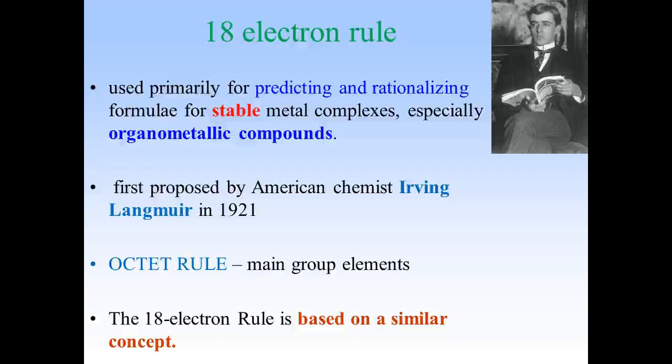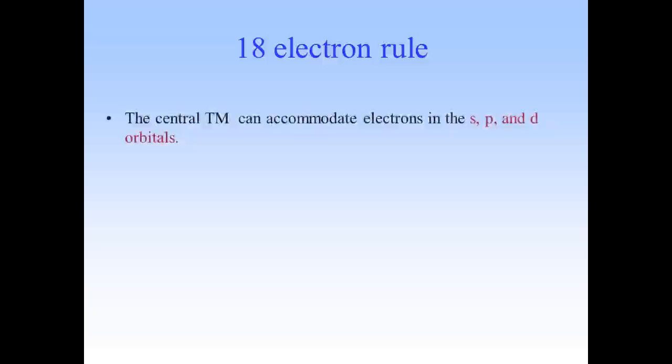So that's all. The octet rule is used to predict the stability of main group elements. Similarly, the 18 electron rule is used to predict the stability of organometallic compounds. Both are very similar. Now let us look into a bit more detail about the 18 electron rule and why it is called the 18 electron rule.